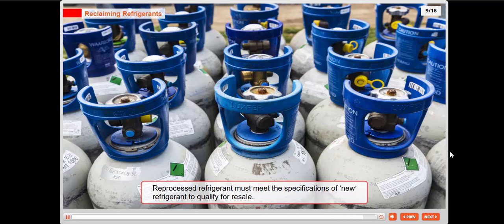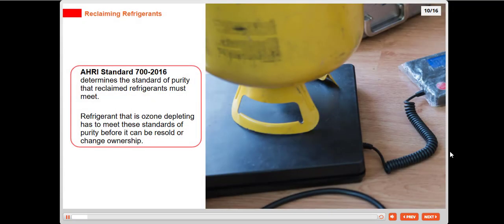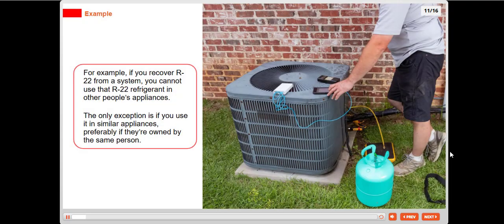AHRI Standard 700-2016 determines the standard of purity that reclaimed refrigerants must meet. Refrigerant that is ozone depleting has to meet these standards of purity before it can be resold or change ownership. For example, if you recover R22 from a system, you cannot use that R22 refrigerant in other people's appliances. The only exception is if you use it in similar appliances, preferably if they're owned by the same person.